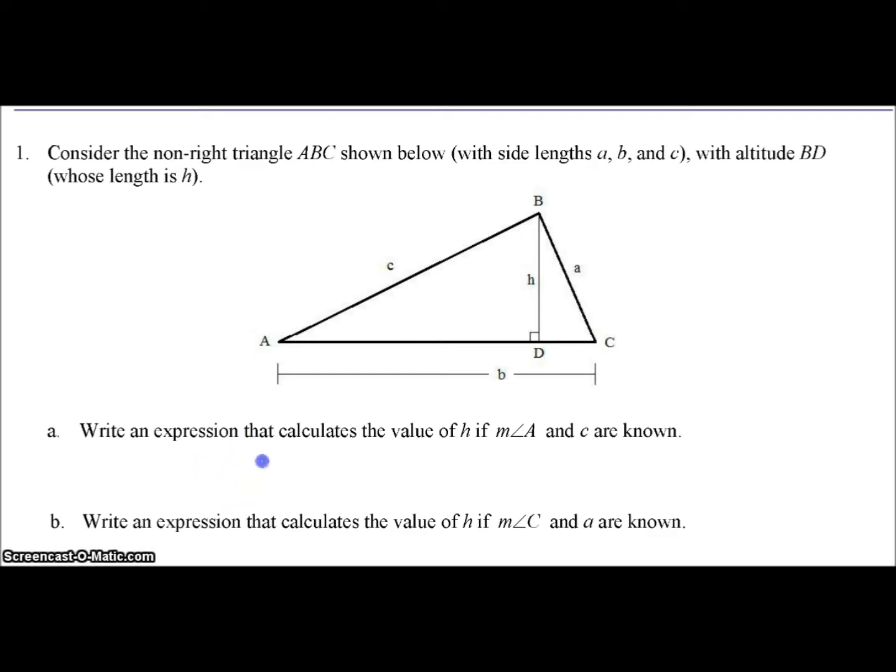So, notice that h is opposite of angle A, c is the hypotenuse. We can use sine of A equals h over c, or simply h equals c multiplied by sine of A.